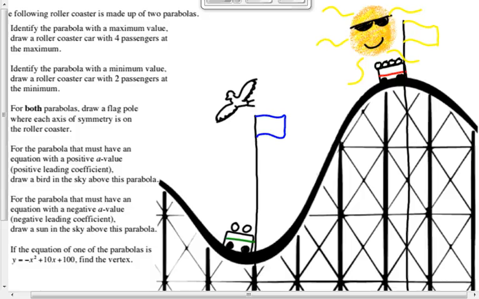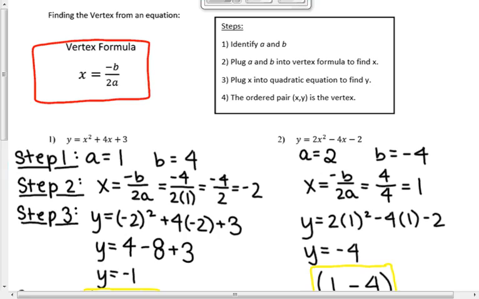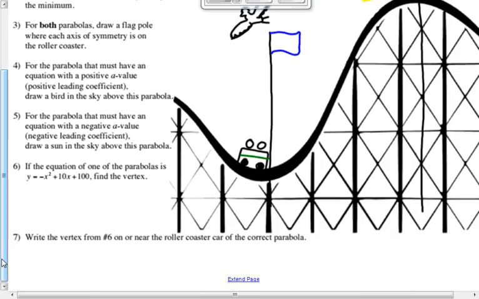Okay, we've got our big sunshine man, and we are on to exercise problem 6 on yours, and we're almost finished. Yay! So let's look at problem 6 and what it's got for us. If the equation of one of these parabolas, either the one on the left or the one on the right, is y equals negative x squared plus 10x plus 100, find the vertex. You were just working on finding vertex on this page, so we've already got all of our steps. Go ahead, take a second, find the vertex, so pause the video, and then play it when you got the vertex.